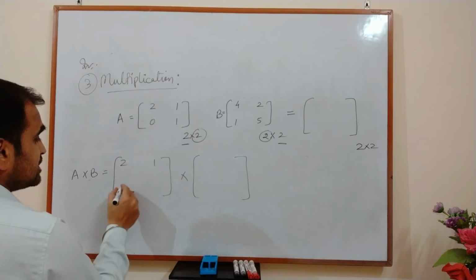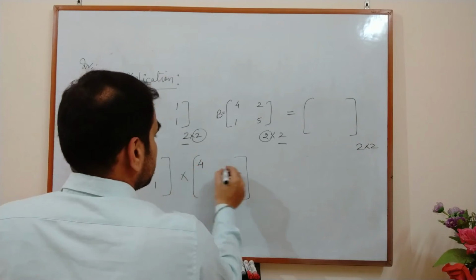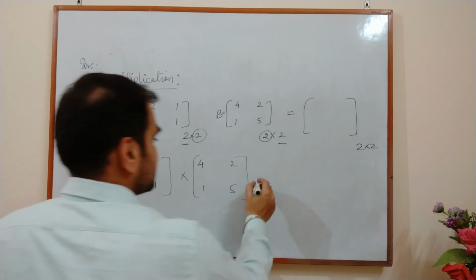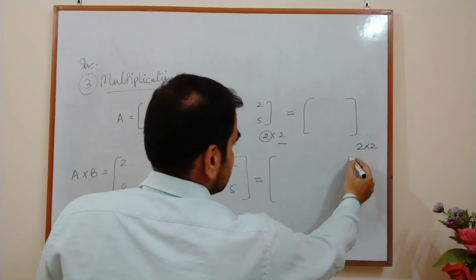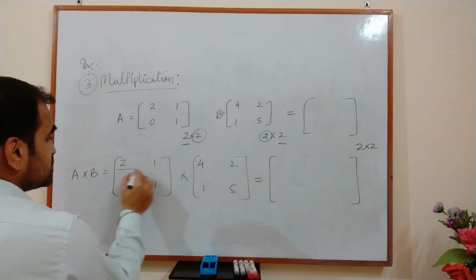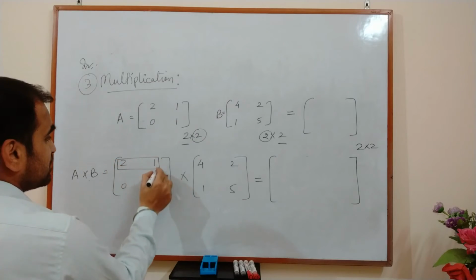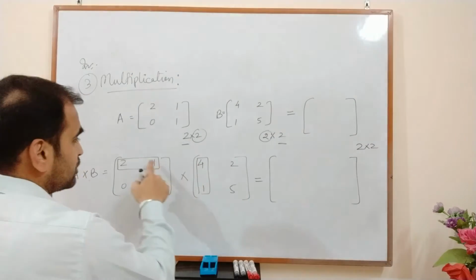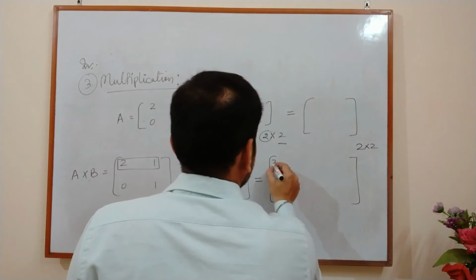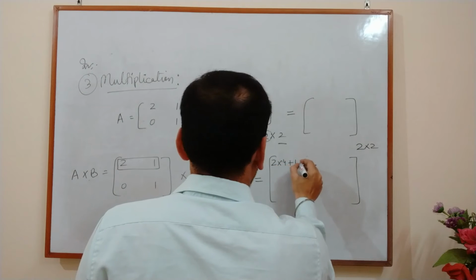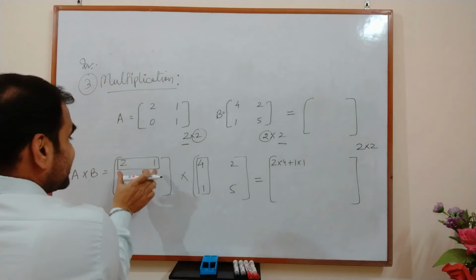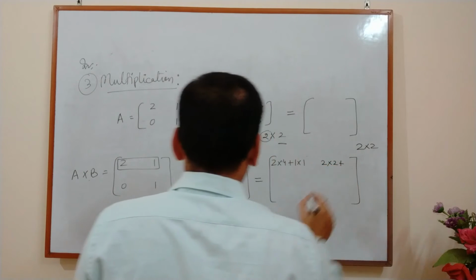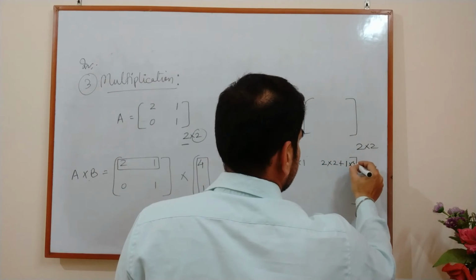Like in addition and subtraction, what we did is simply add elements and subtract element by element. So here this is not like this. Matrix multiplication is a little different. The elements in the first row will be multiplied by the elements in the first column. Hence 2 will be multiplied by 4 and 1 will be multiplied by 1. So 2 into 4 plus 1 into 1. Then this row and this column means 2 into 2 plus 1 into 5.